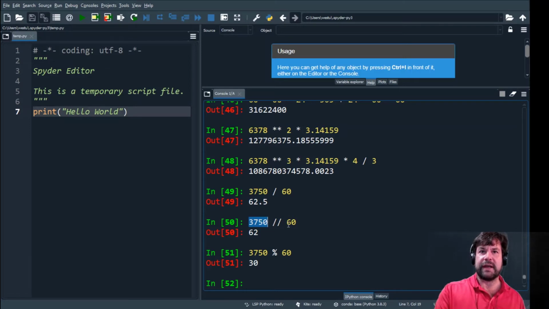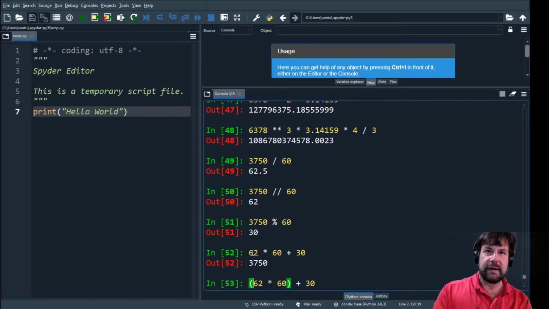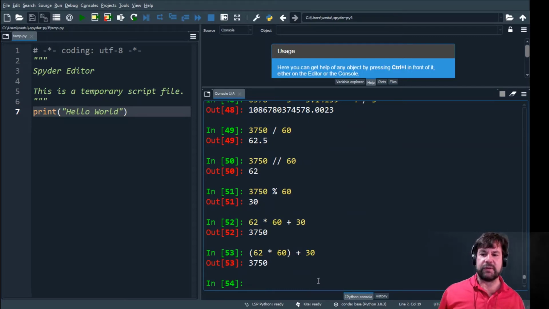Whereas if we take an integer and do a slash slash, that's an integer divide, it gives us just the whole number of 60s that appear. And then the modulo function gives us whatever's remaining. So if we say 62 times 60 plus 30, we should get back to our original number. This is the number of seconds in a minute times the number of minutes, the 62, and the number of seconds that we have left over. All right?